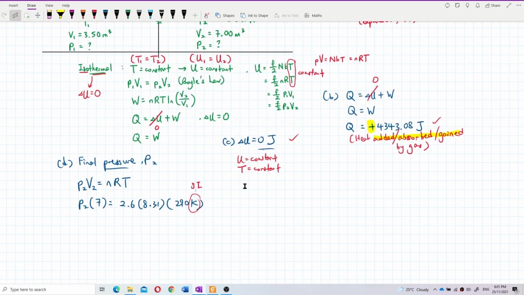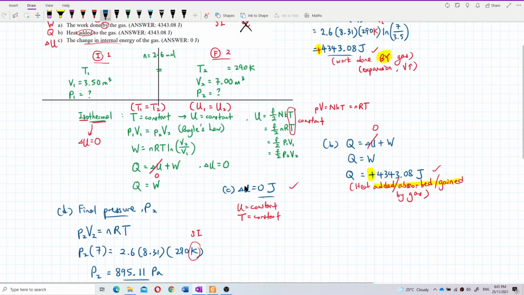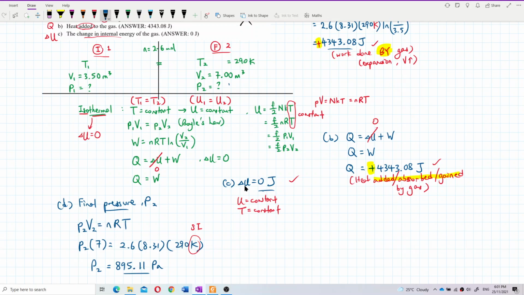So what's the answer? The final pressure is 895.11 Pascal. That's the answer. Write 895.11 into the information bank here, easy to refer.